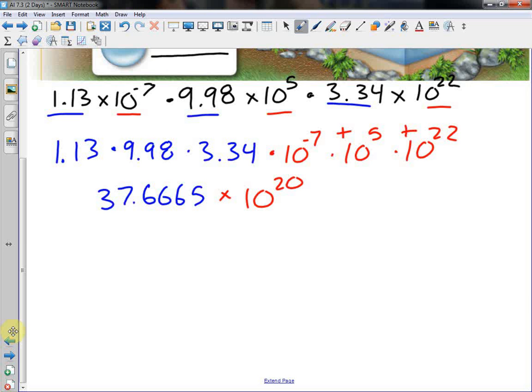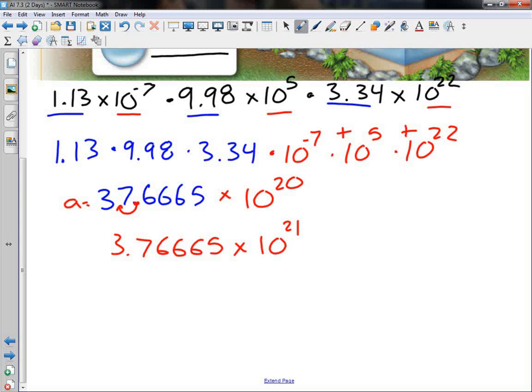Now, this is an answer, but it's not in correct scientific notation. So let's do that now. My A value is messed up because the decimal's in the wrong spot. I need to move it one spot over to make it 3.76665. Well, let's remember that when we move it that way, we make the exponent just a little bit larger. So we're going to put it as 21st.